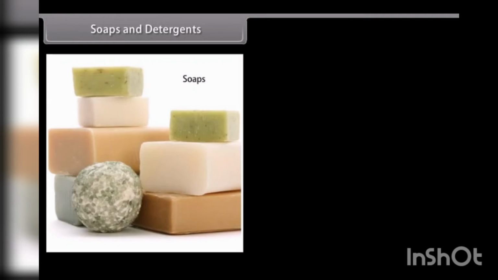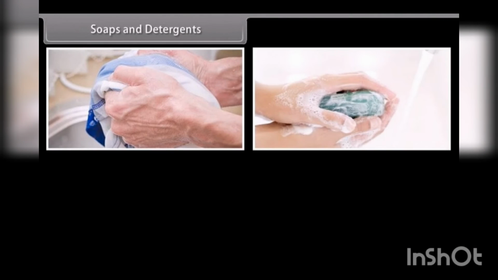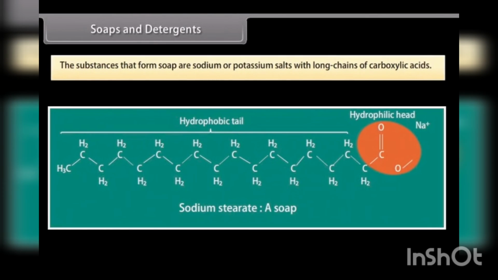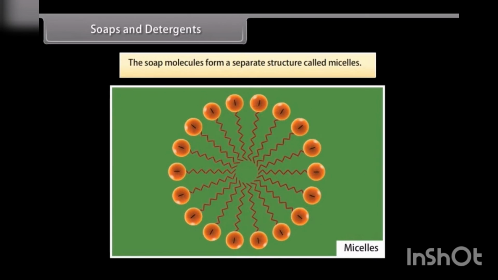Soaps and detergents. Soaps and detergents are used in our daily life to wash clothes, clean hands, clean utensils, etc. The substances that form soap are sodium or potassium salts of long-chain carboxylic acids. The soap molecules form a separate structure called micelles.